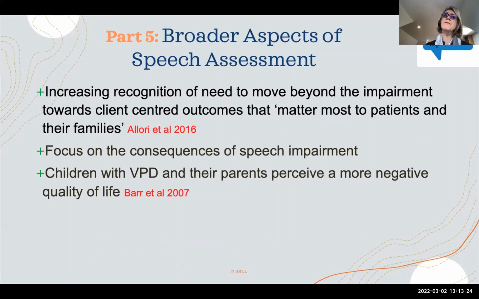So there's been a move to really understand that we need to move beyond the impairment towards client-centered outcomes, those outcomes that matter most to patients and their families. So it's actually really thinking about, okay, you have a speech impairment, how does it affect you? And we know that children with BPD and their parents perceive a more negative quality of life.